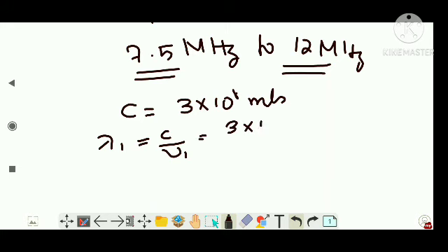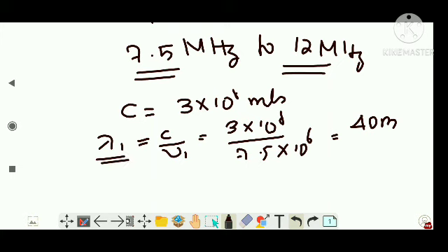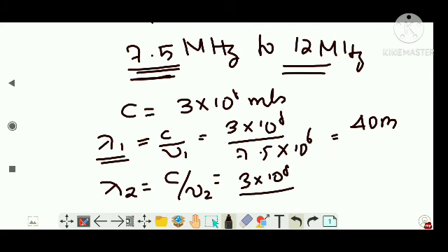So 3 into 10 to the power 8 divided by 7.5 into 10 to the power 6 hertz, right? So you will get 40 meter as the answer. That is the first wavelength, right? That is the highest wavelength for the least frequency. Then lambda 2, that is c by nu 2, equal to 3 into 10 to the power 8 divided by 12 into 10 to the power 6. You will get the answer as 25 meter, right?